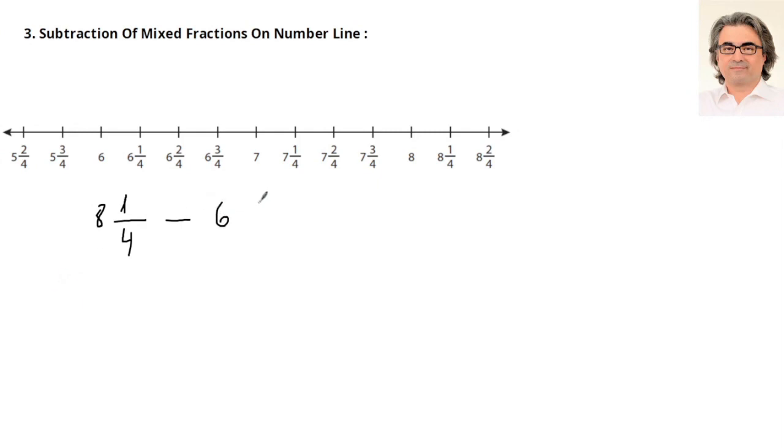6 and 3 over 4, as you see. Now I should start from the point which represents 8 and 1 over 4. I'm here now, and I should go to the left of it.